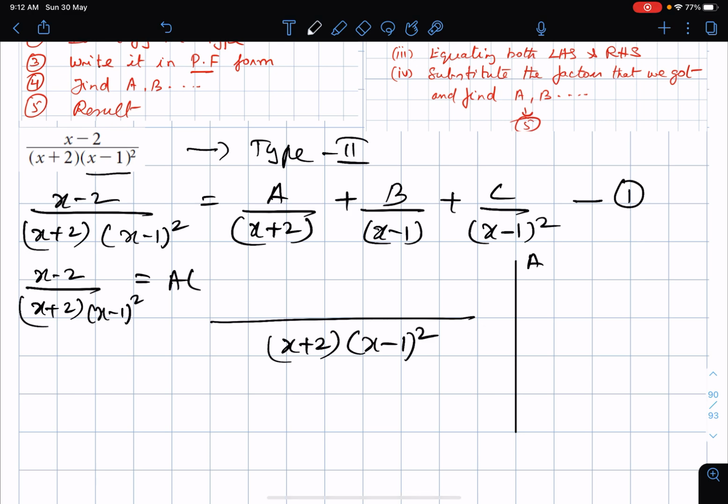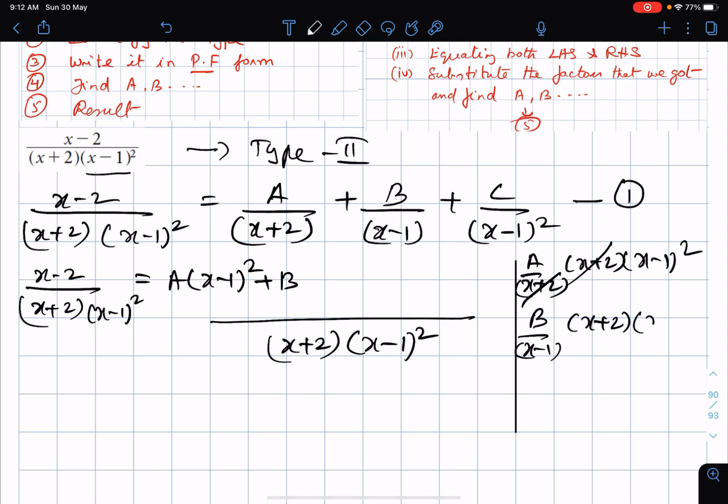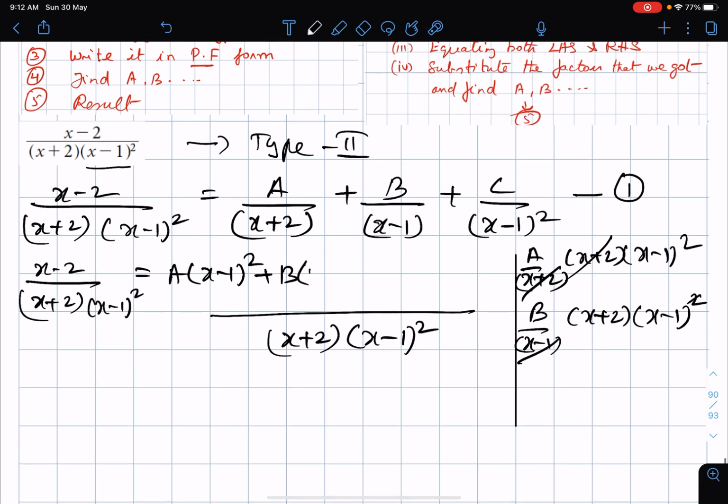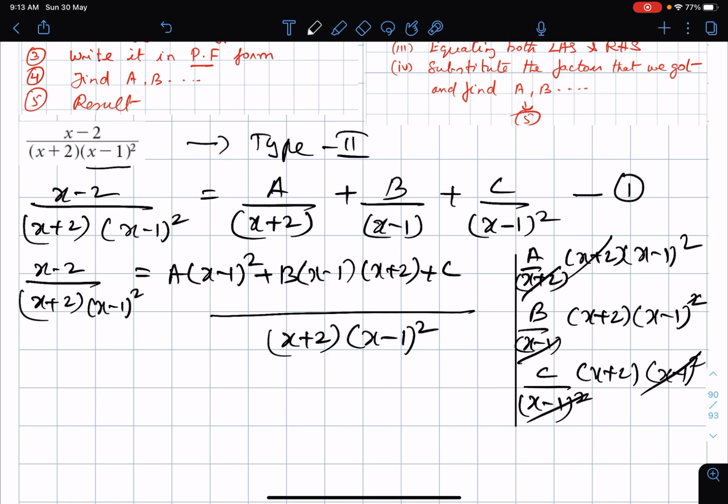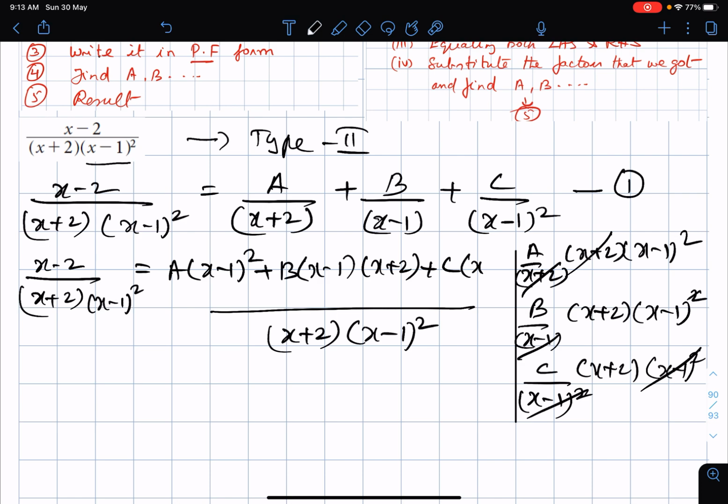So now the first term, a by (x plus 2), into our common denominator (x plus 2) into (x minus 1) the whole square. The (x plus 2) gets cancelled, so you will get (x minus 1) the whole square. Next, for b by (x minus 1) into the common denominator, (x minus 1) power 1 gets cancelled, so for b you get (x minus 1) and (x plus 2). And for c by (x minus 1) the whole square into our common denominator, the (x minus 1) the whole square gets cancelled, so for c you always get only the single factor (x plus 2).